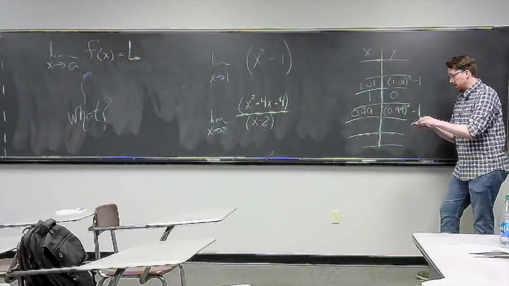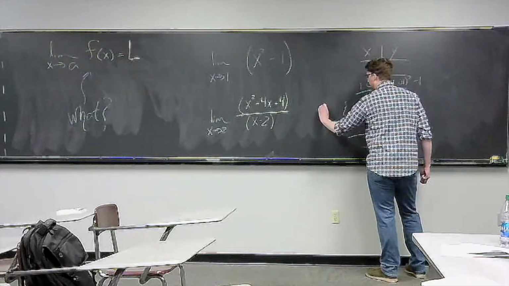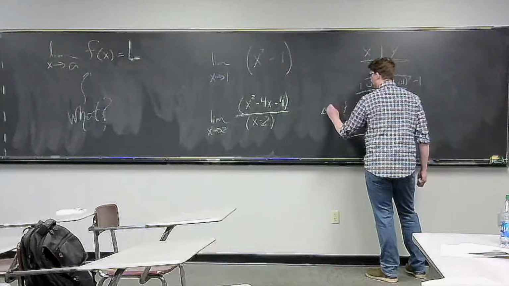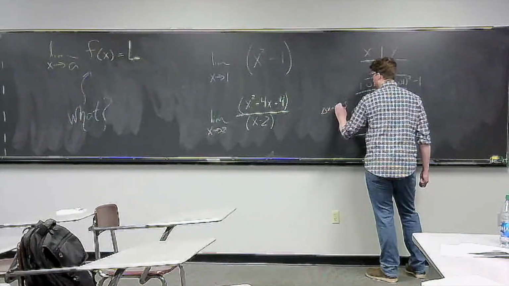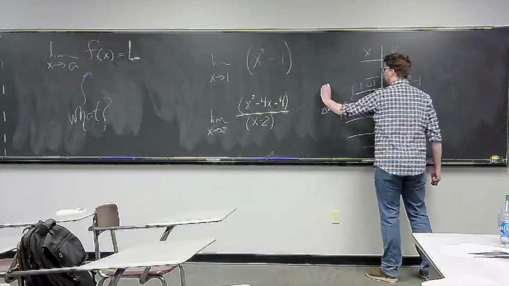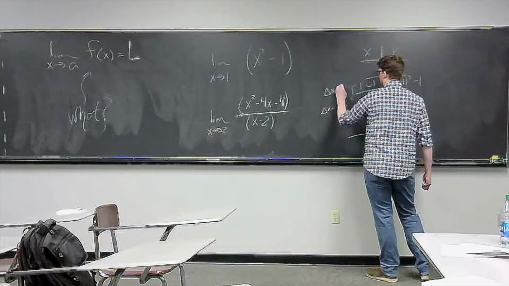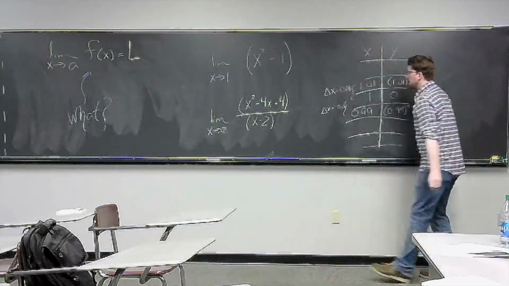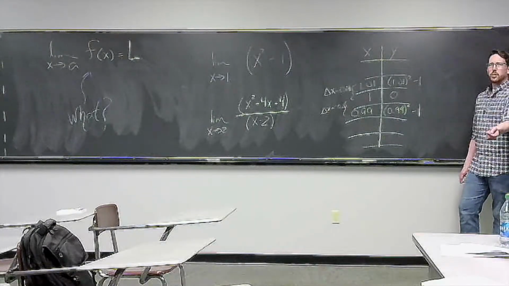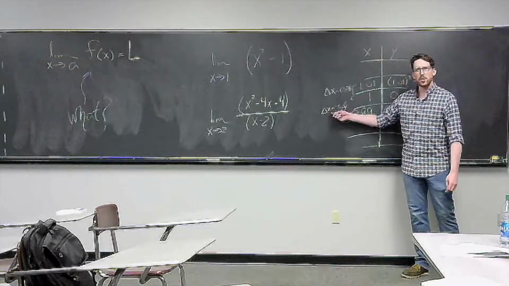So this we could think of as delta x equal to negative 0.01, and this we can think of as delta x equal to 0.01. Huh. It looks like what we just talked about in the last lecture video, doesn't it? This delta x value showing up.